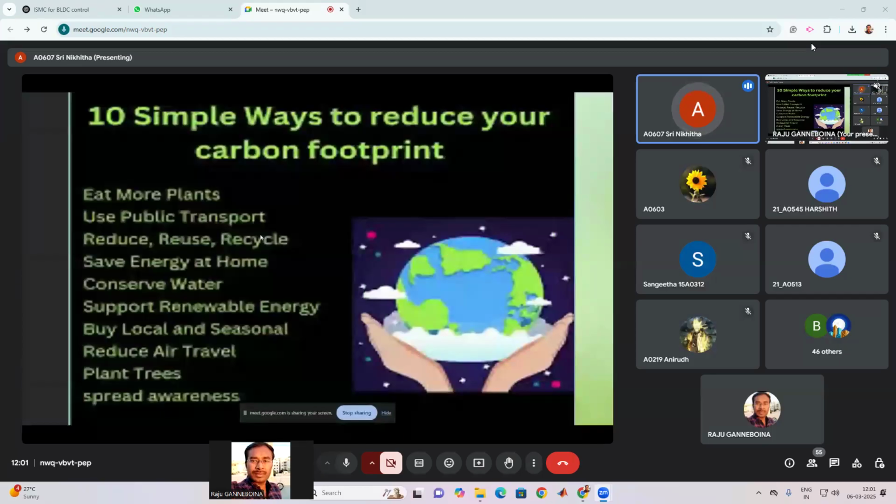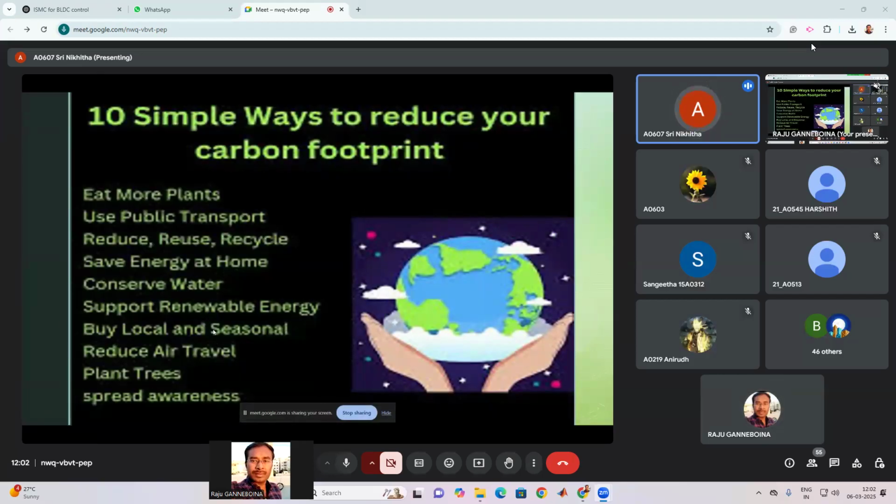And now let's see how we can reduce the carbon footprint. There are many ways in which we can reduce carbon footprints. Reducing your carbon footprint involves making changes in daily activities to lower greenhouse gas emissions. The main motto of reducing the carbon footprint is to reduce greenhouse emissions totally. Here are several categories which show us how to reduce the carbon footprint.